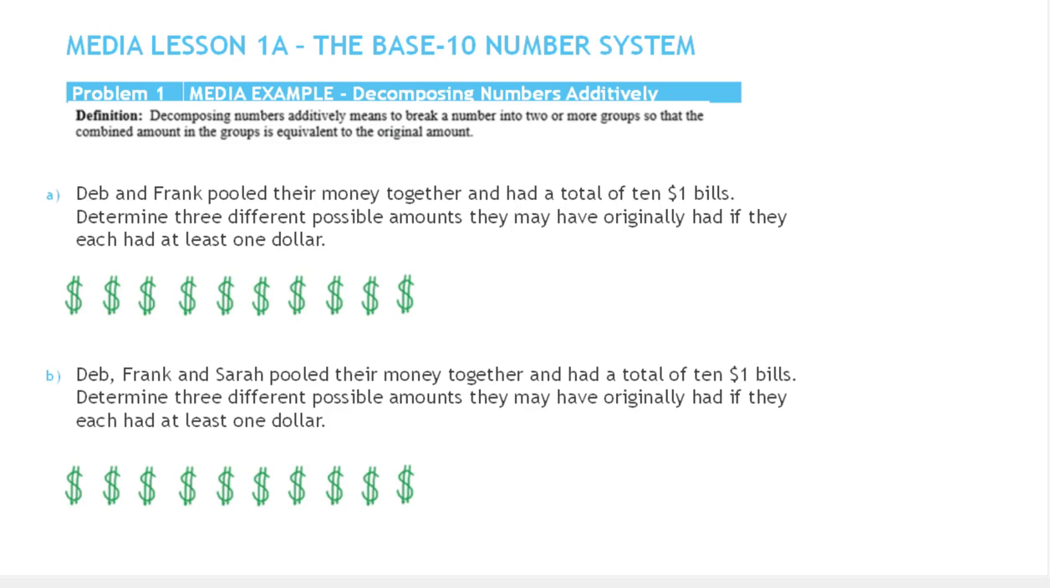So let's read the first one. Deb and Frank pooled their money together and had a total of 10 $1 bills. Determine three different possible amounts they may have originally had if they each had at least $1. So we've read through the problem, and notice that this is a word problem or an application problem, meaning we're not just told to compute something, but we're given words that describe a situation, and we need to decode what we're supposed to do based on this problem.